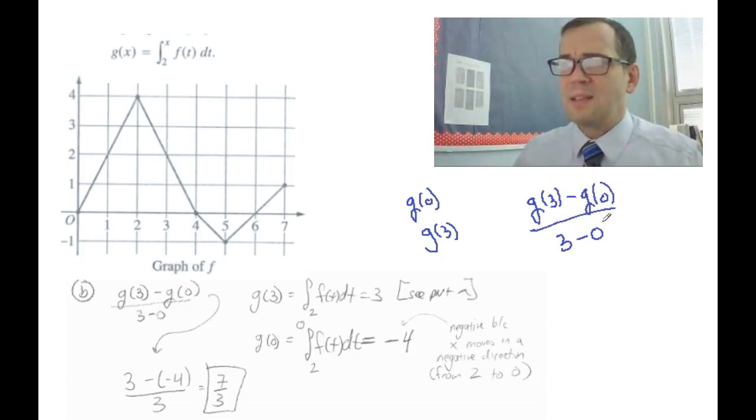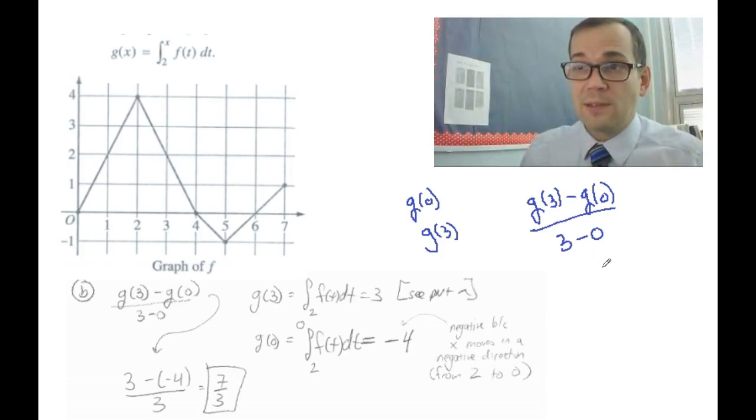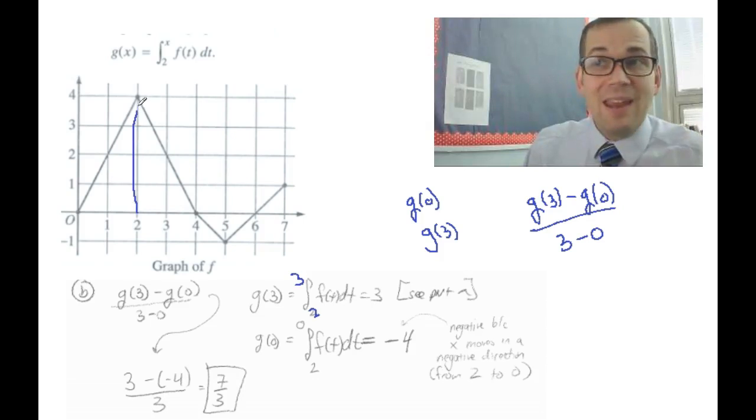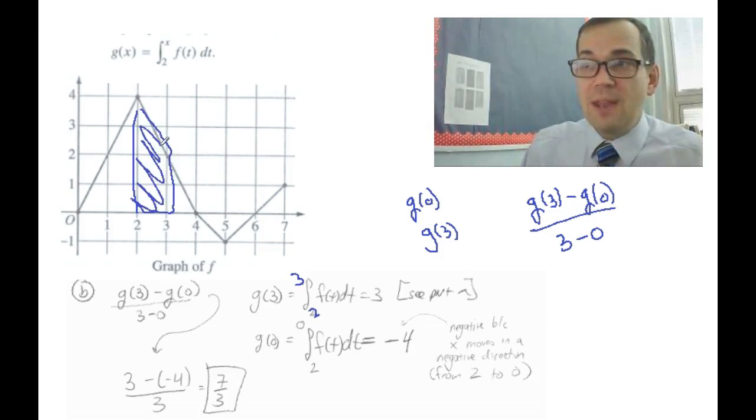I just want to remind you guys that basically it's a change in y over a change in x. It's the slope of the endpoints. We definitely know enough information to find g of 3 and g of 0. If you missed it, the way the function was defined was it was the integral from 2 to x. So I will integrate from 2 to 3, this function. We did that in part A, and we found that that answer was 3.